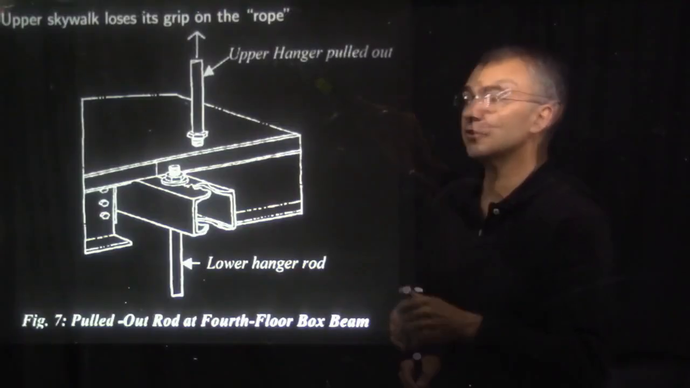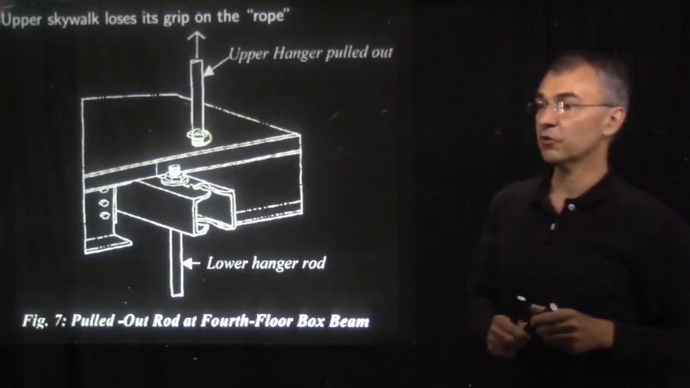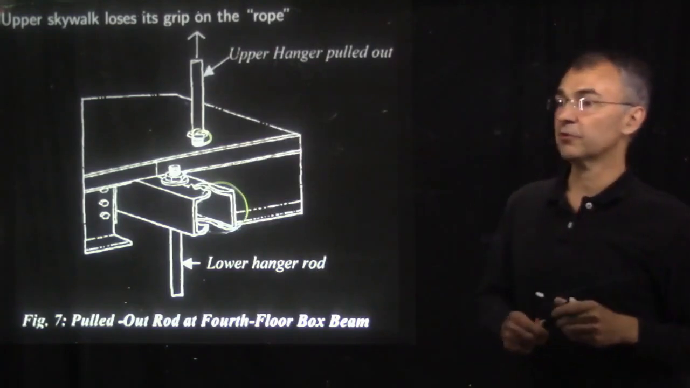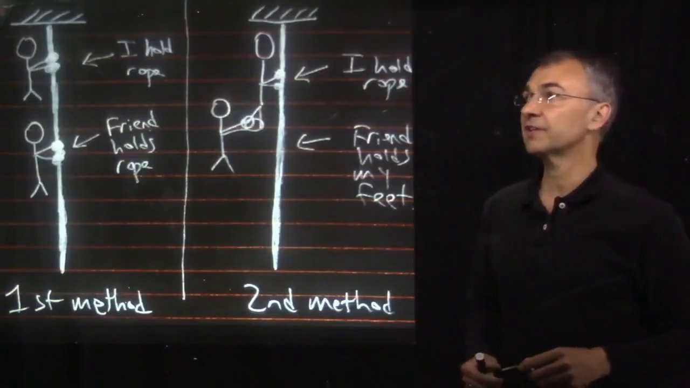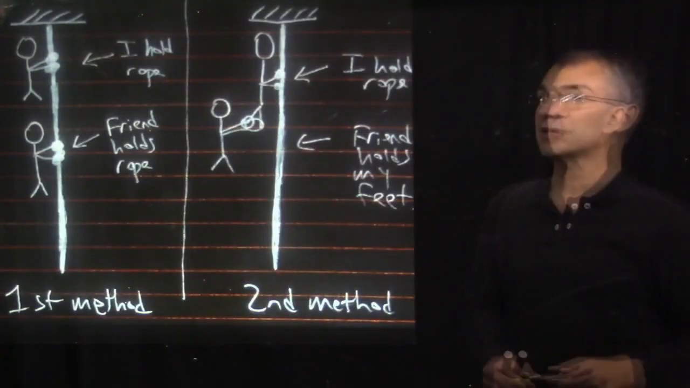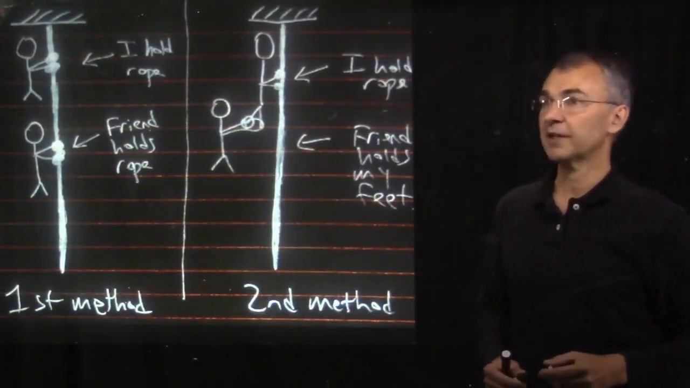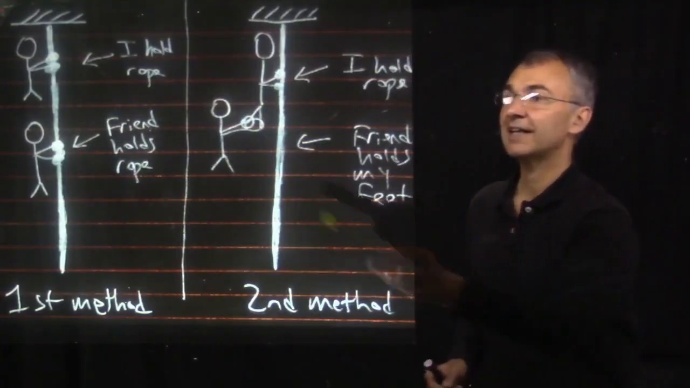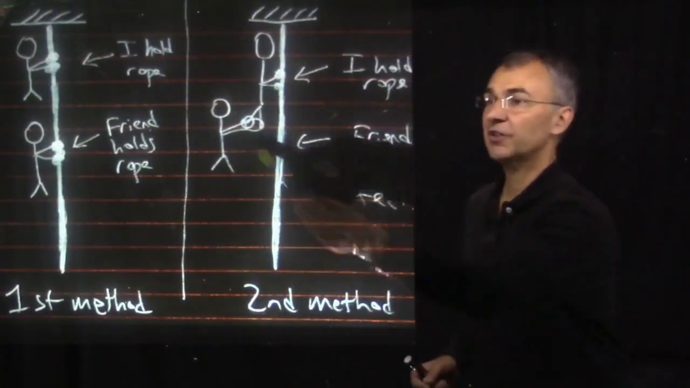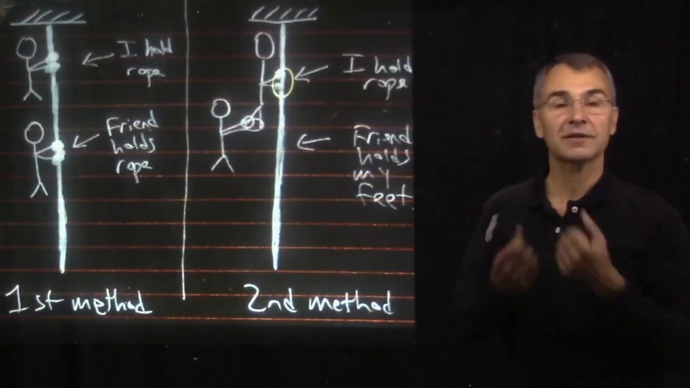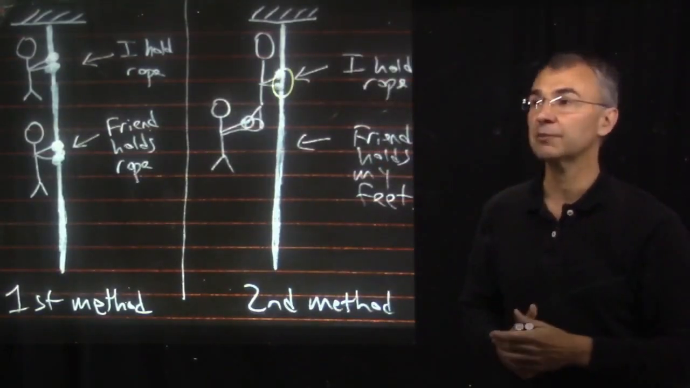And you can see that the threaded rod, which is connecting the top floor to the ceiling, pulls out of the girder for the top floor. In the as-designed version, I'm up here, I hold the rope, my friend is down here, she holds the rope, my hands hold my weight, her hands hold her weight. And then here's the as-built method, where I'm up here, I'm holding the rope, and then my friend, instead of holding onto the rope herself, holds onto my feet. And then you have to imagine, well, what happens here where my hands meet the rope? Are my hands holding just my weight, or are my hands holding my weight plus her weight?